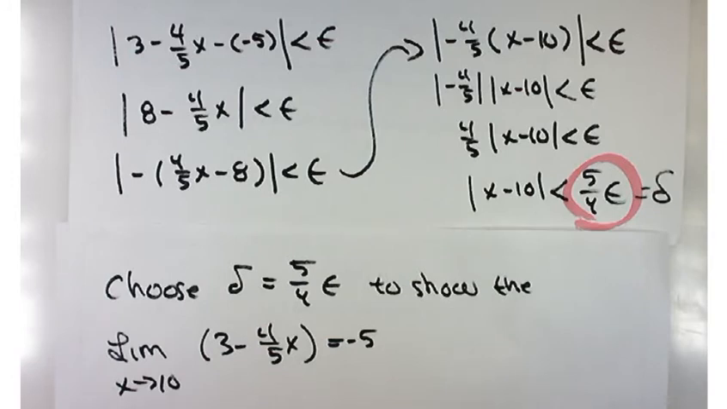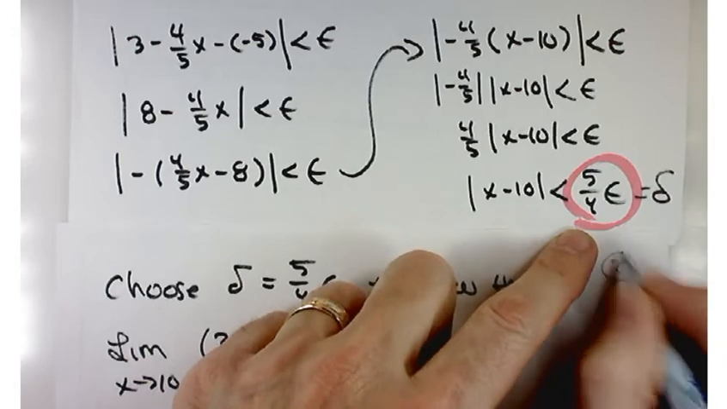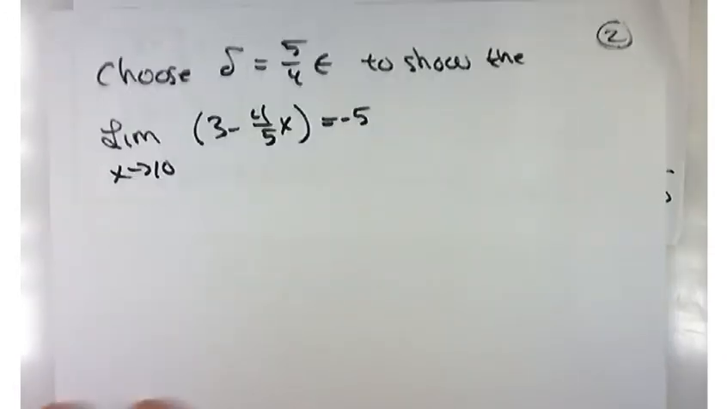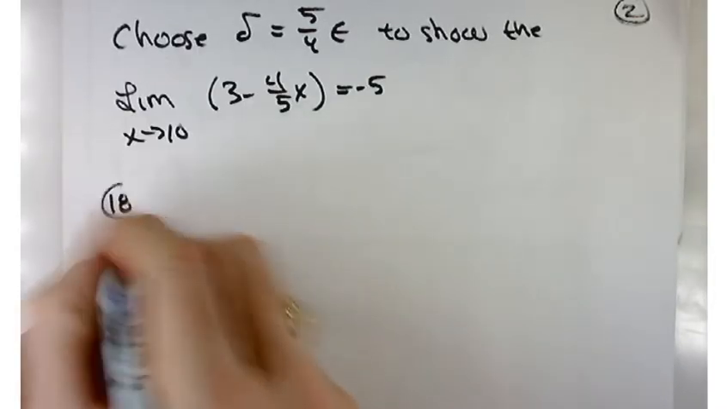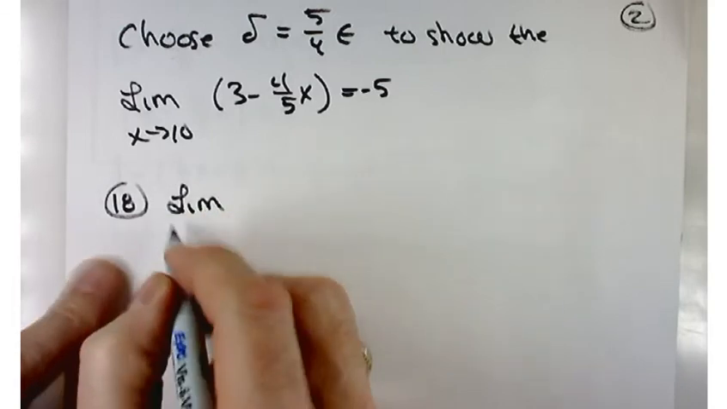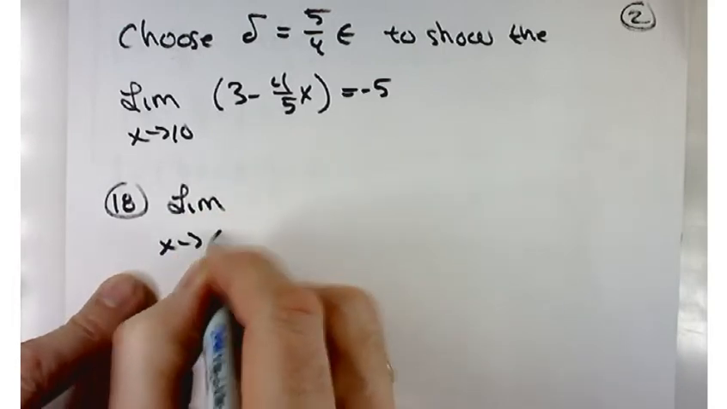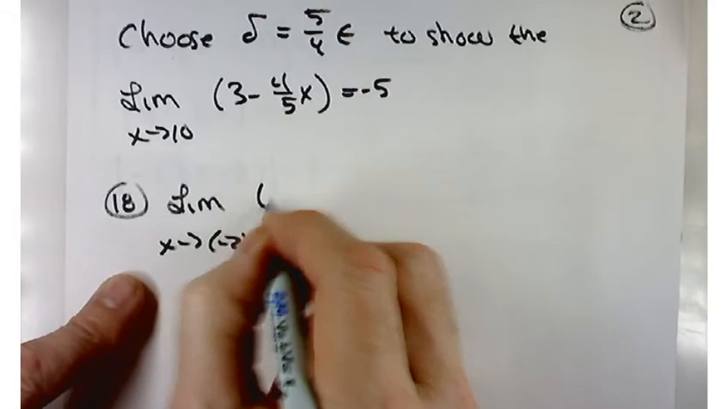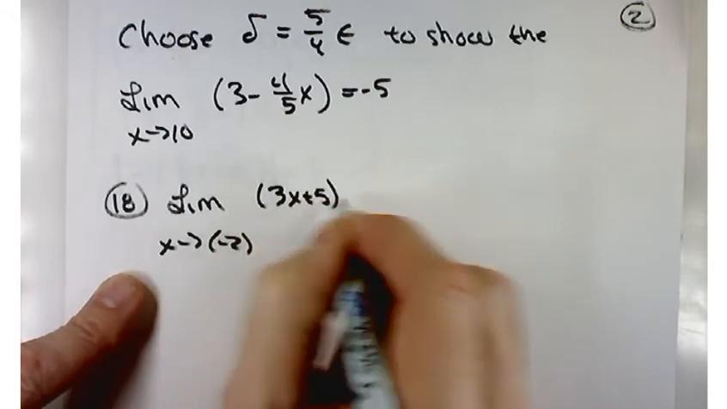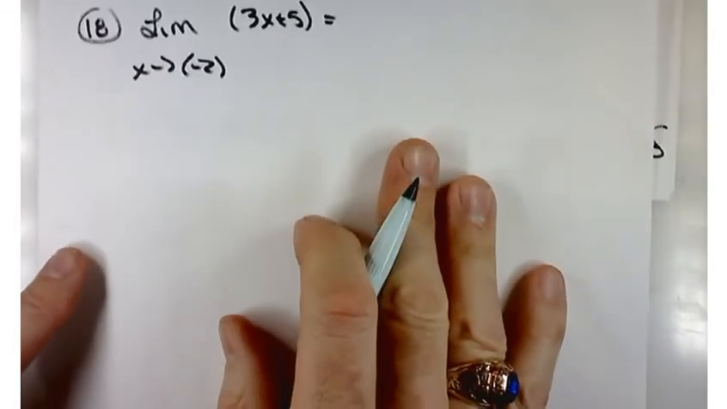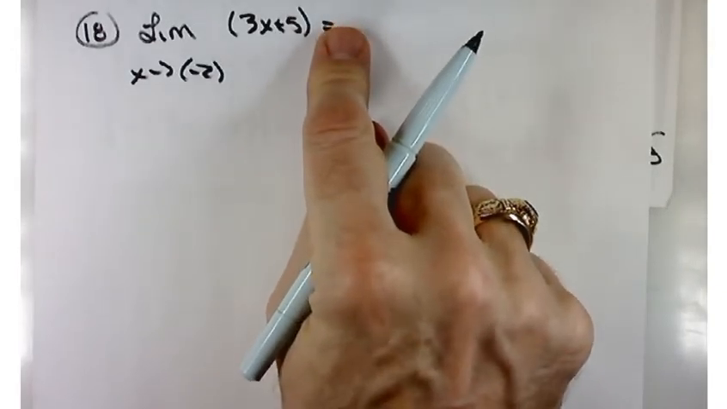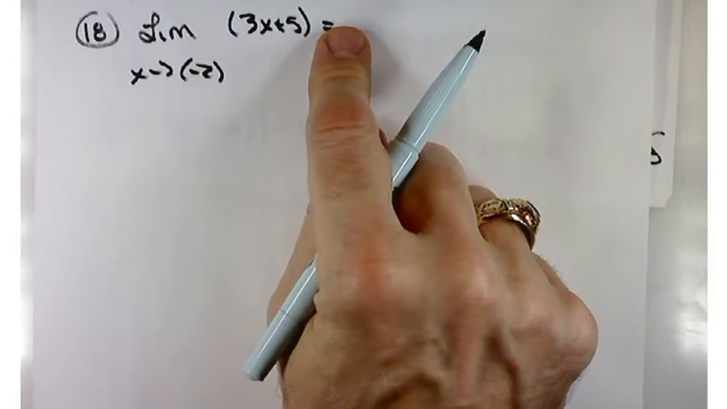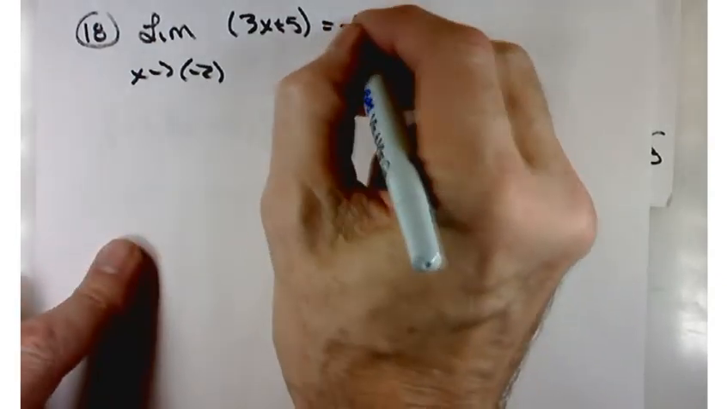Problem number 18. So we'll kind of back up a step. Take a look at problem number 18. Limit as x approaches -2 of 3x plus 5. Can anyone tell me what that limit is? What's that limit going to be? Yeah, -1, right? You just plug in the limit, and that's fine.